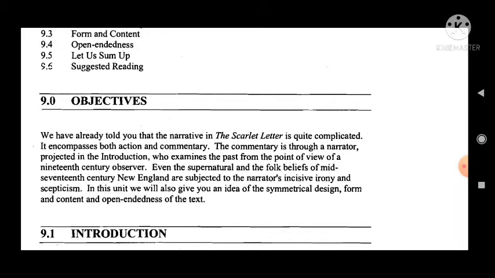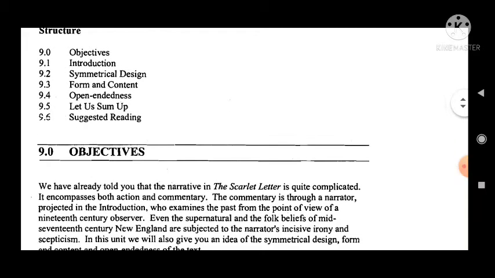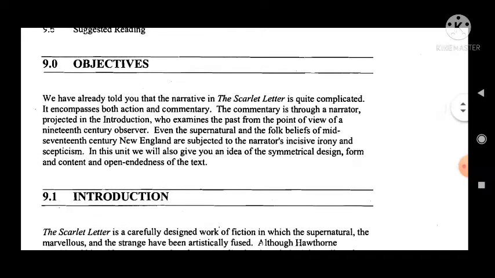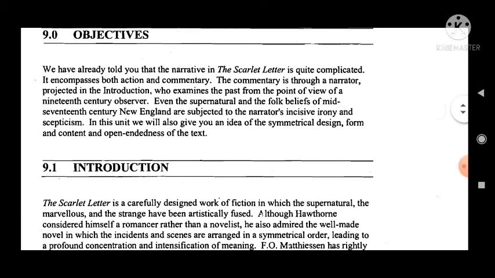Every unit has its own objective. Here also in Unit 9, the narrative technique and structure. We have already told you that the narrative in The Scarlet Letter is quite complicated. It encompasses both action and commentary. The commentary is through a narrator projected in the introduction, who examines the past from the point of view of a 19th century observer.